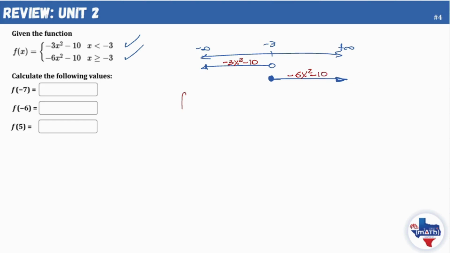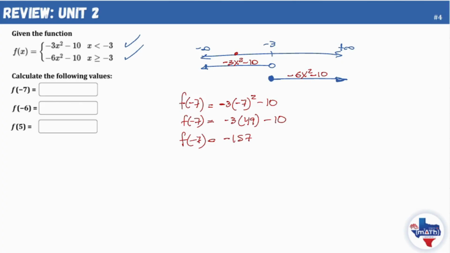Okay, let's proceed to understand. We're asked f of negative 7. Negative 7 will be here, so the behavior is going to be applied to negative 3x squared minus 10. So we'll have negative 3 times negative 7 squared minus 10. This will be negative 3 times 49 minus 10. All right, let's calculate that number. That is equal to negative 157. This is f of negative 7. All right, that's our first calculation.